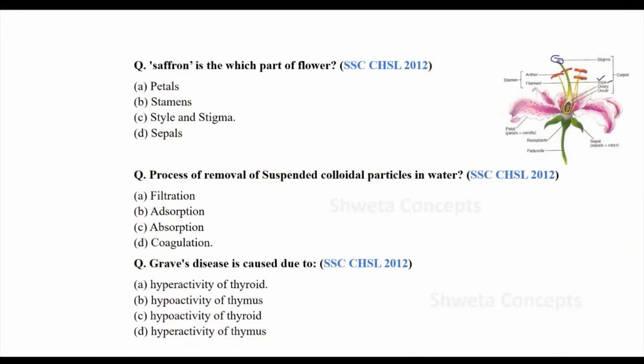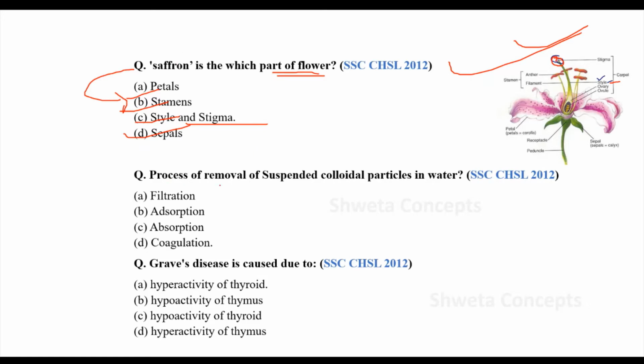So moving to the questions. In this video series, we have presented all the previous year asked general science questions, right? So you will get very important and helpful general science questions that will be helpful in the government examinations. The first question is, saffron is a part of which flower? Which part of the flower is generally used as saffron? Options are petals, stamens, style and stigma, and sepals. Correct answer is style and stigma. You can see in the diagram, this is the stigma, and this thick green part is the style. These are the parts of the flower from which saffron is obtained.